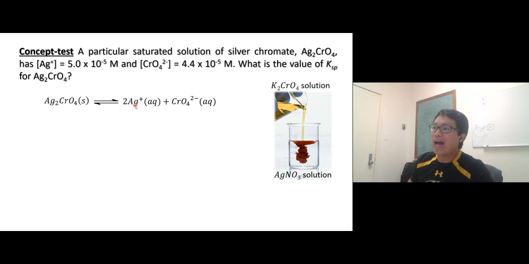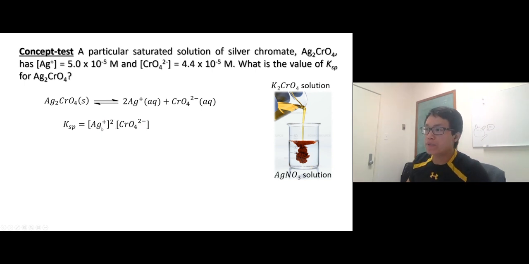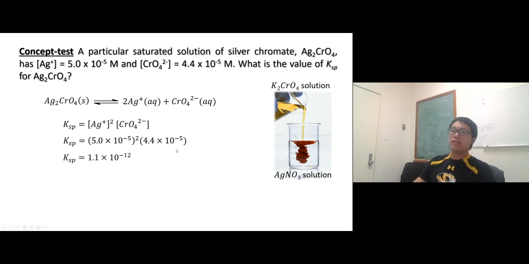You can write out Ksp as the concentration of the products, so silver squared times chromate ion, just that. Looking for Ksp, we need to know the concentration of silver ion and the concentration of chromate ion. Do we know that? Yes, these two numbers. So plug in: silver squared and then chromate ion, that's to the first. Do the math right here: 1.1 times 10 to the negative 12. Super simple there. Let's do some practice together in the next video.